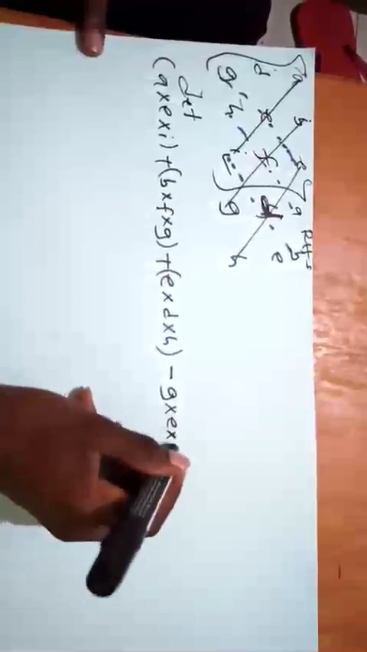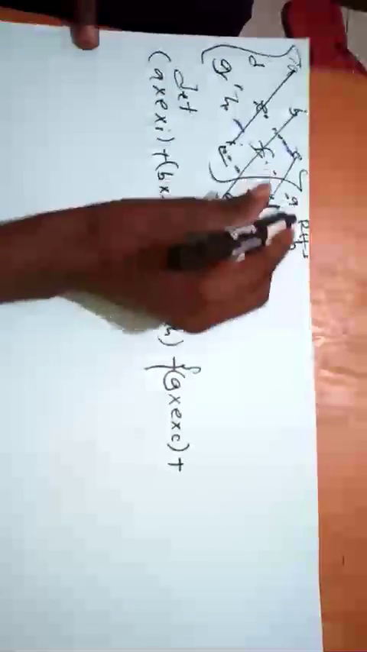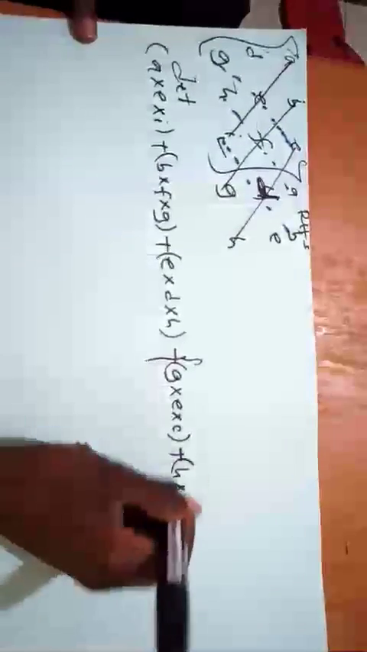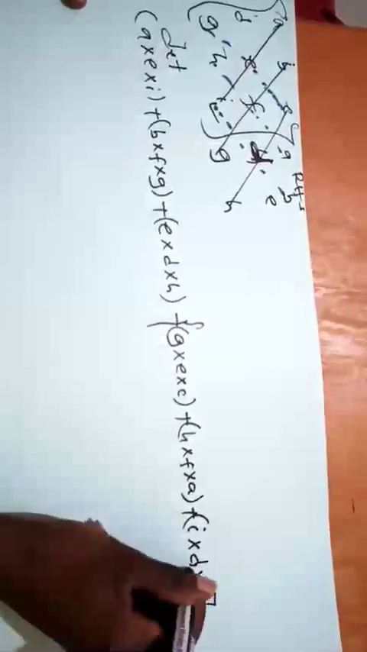Then we have, now we talk about G, E, and C. G times E times C. Then we are subtracting this thing. So we also have this one, H, F, and A. H times F times A. Then we had this one, I, D, and B. I times D times B. So this one is going to give us the answer.